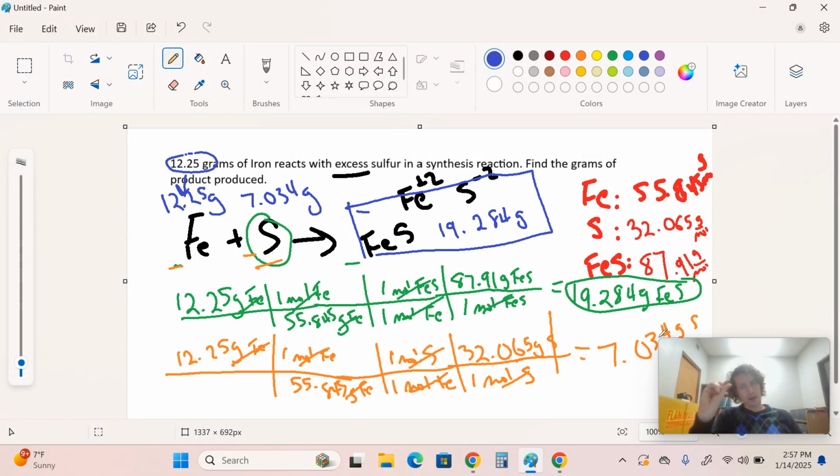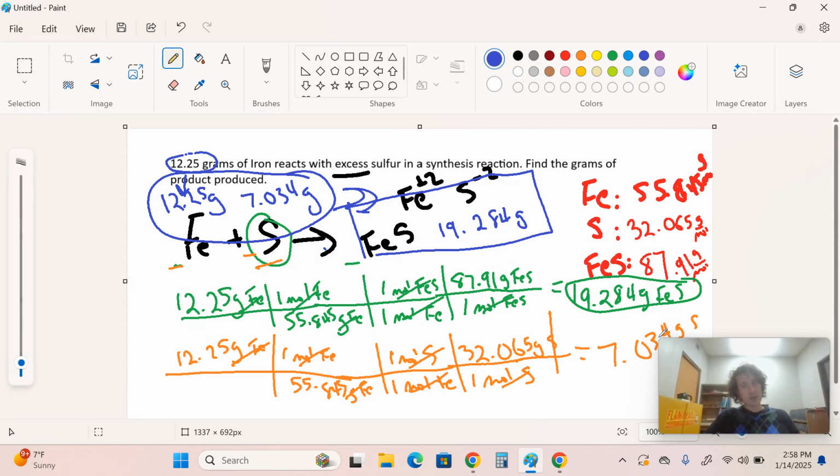And if you didn't round, if you kept the answer all the way out, then it would be exactly the same, okay? And that's important. So let's see if we're right. So take that 7.034, just to make sure, plus our 12.25, and what do we get? We get 19.284 exactly. Well, that's pretty nice, because that's exactly what I'm looking for, okay? And this is how this whole thing works, is the law of conservation of mass. I have this many grams on the reactant side, I better have that many grams on the product side.